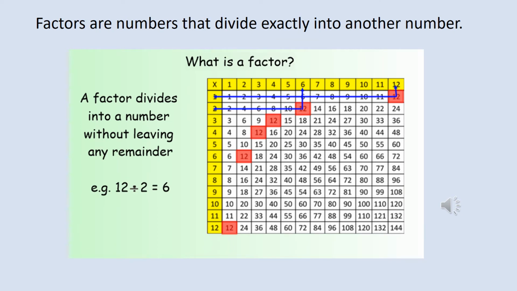Remember, a factor is a number that can divide exactly into another number. There won't be any remainder. So if you are given the number, for example, 12, a factor of 12 is 2 and a factor of 12 is 6 because you can divide 12 by 2 and you will get a whole number.